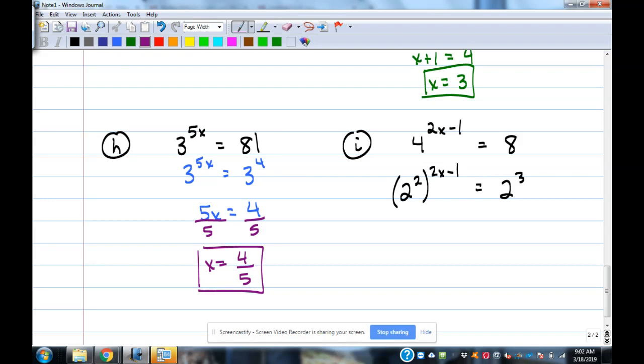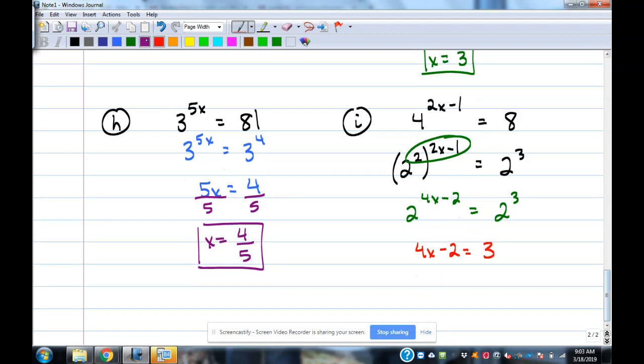Now I have a problem that has the same base on each side. So I want the bases to be the same. It makes it so much easier if the bases are the same. And then what's the rule for those exponents right there? Multiply them. That's right. Anytime we're taking something and raising it to a power, any exponent that's already there is going to multiply. So we're going to multiply 2 times 2x minus 1, which will be 2 to the 4x minus 2. It's equal to 2 to the 3rd. Our equation then becomes 4x minus 2 is equal to 3. Solve that equation. 4x equals 5. Divide by 4. We get a fraction again. 5 over 4 this time.